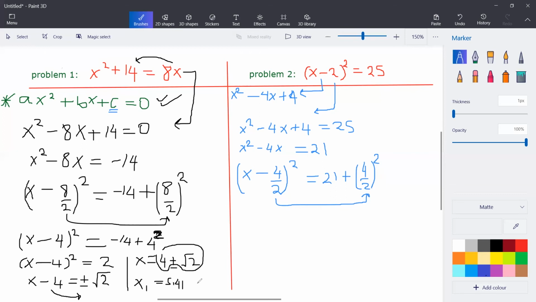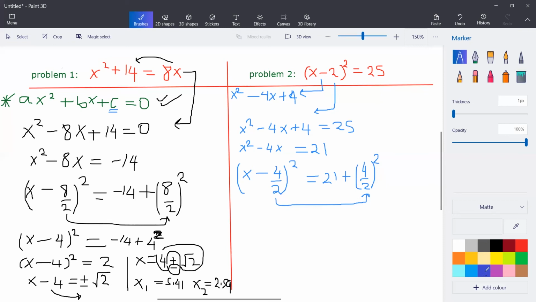All right. And your second answer, you do 4 minus root 2, okay? Remember, we are working with both these signs. So I'll do 4 minus root 2, which I'll get 2.59. And these two are my answers, okay, for the first problem.